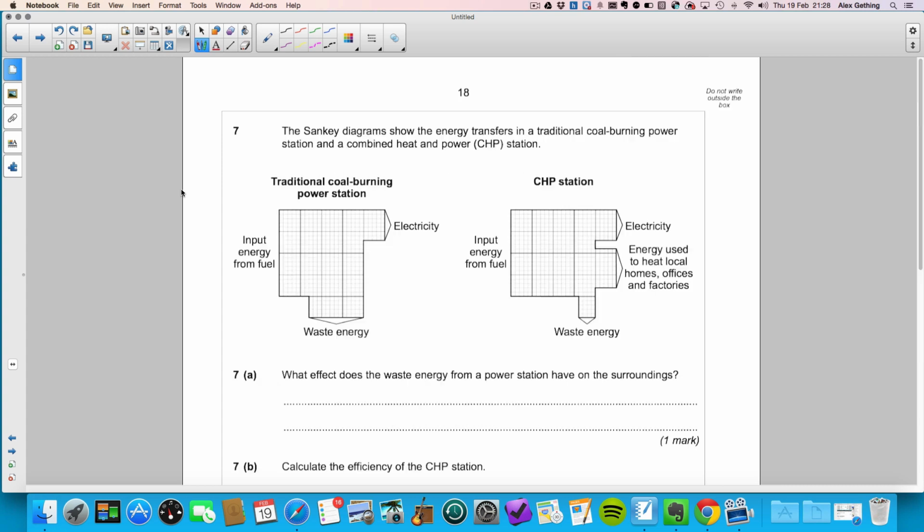Okay. 7. The Sankey diagrams show the energy transfers in a traditional coal burning power station and a combined heat and power station.